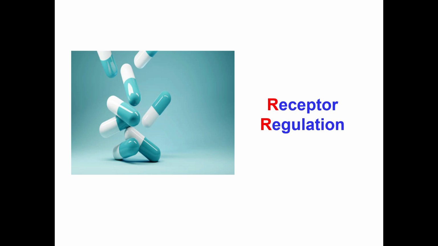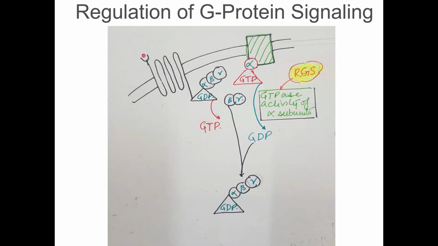So how is the regulation of G protein signaling done? The first step which is going to terminate this G protein signaling is with the help of RGS. So this is number one. This is the regulator of G protein signaling. What it does is control the rate of hydrolysis of GTP into GDP by controlling the GTPase activity of the alpha subunit.